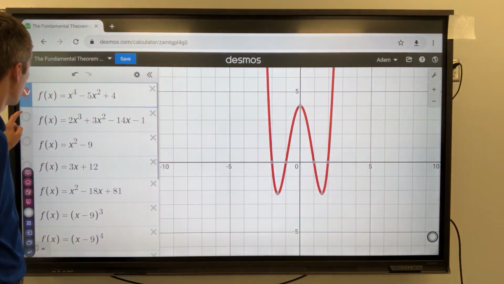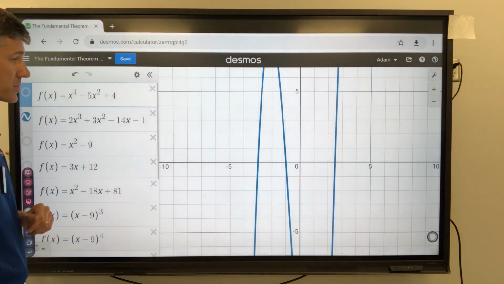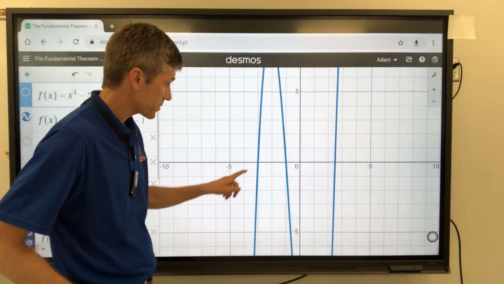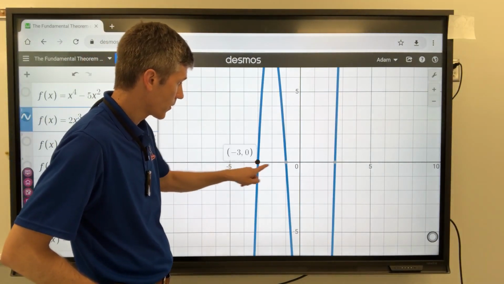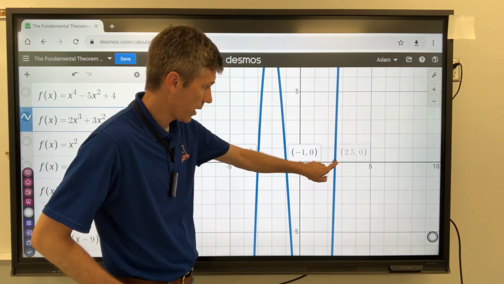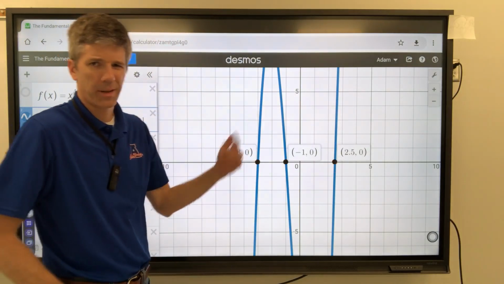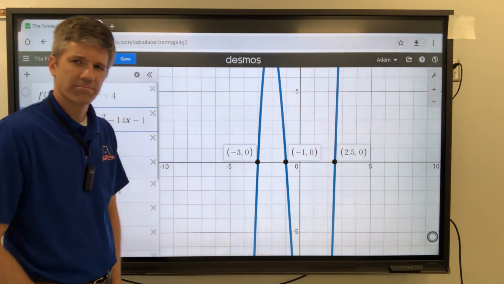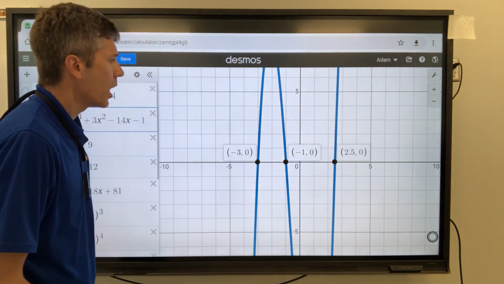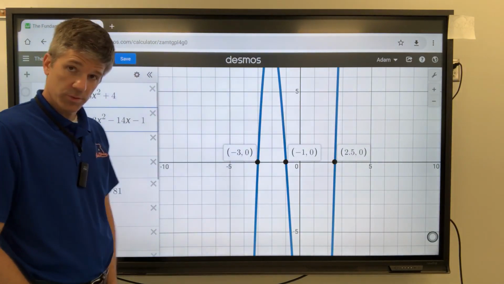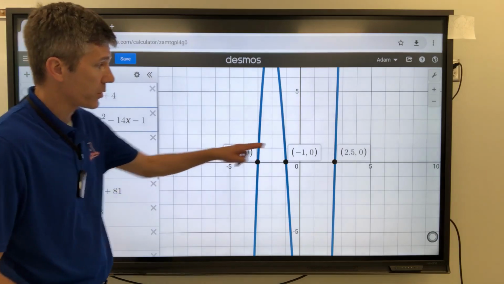Now, here's the second one. That was much more difficult to factor. -3, -1, and 2.5. And that's what made it so hard to factor. So we don't really want to play that game with that one. We have 3 roots on this one, and they are at -3, -1, and 2.5.